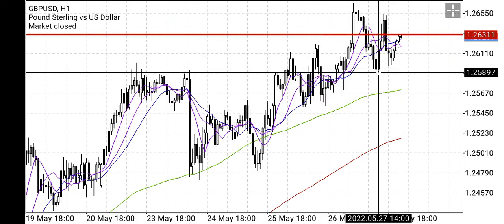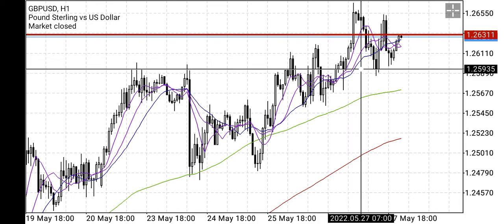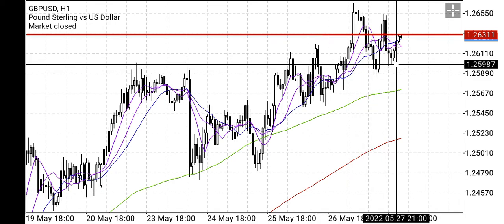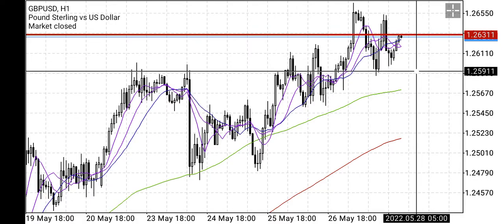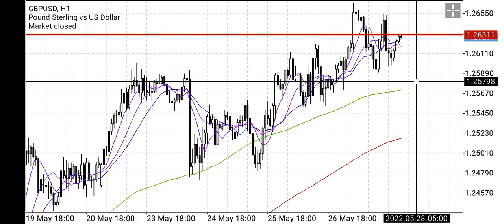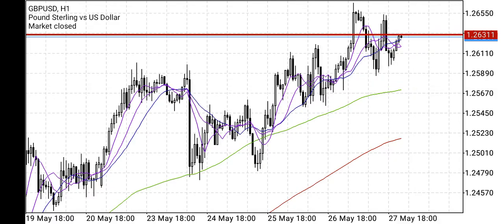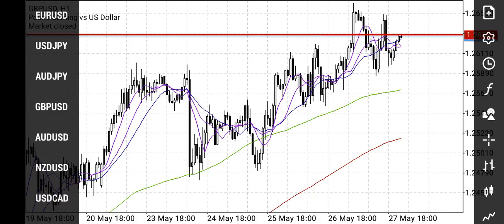For a sell setup, this is the previous low, so you are going to have to wait for price to come down to this previous low level, and maybe price to close at this point. Then you place a sell stop order, then apply your risk management. So now let me move to the next one, which is AUDUSD.